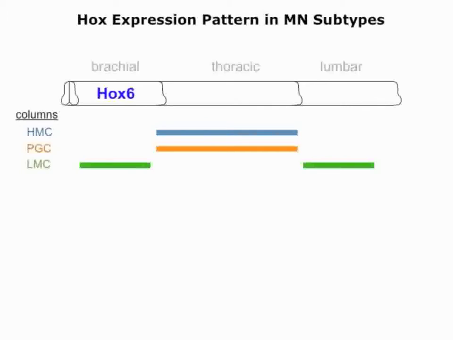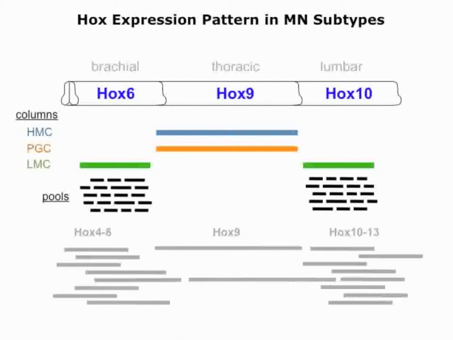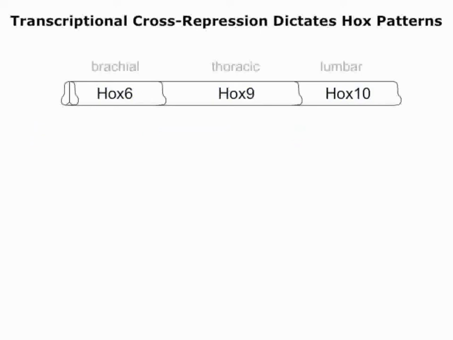At forelimb levels, HOX6 genes specify brachial LMC neurons, HOX9 genes define thoracic fates, and HOX10 genes specify lumbar LMC identity. Within LMC neurons, the activities of nearly 24 HOX genes control motor pool fates. One question this study addresses is how so many HOX genes become restricted to limb levels of the spinal cord.